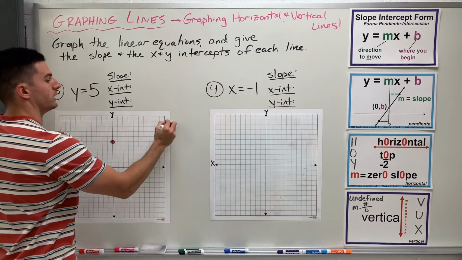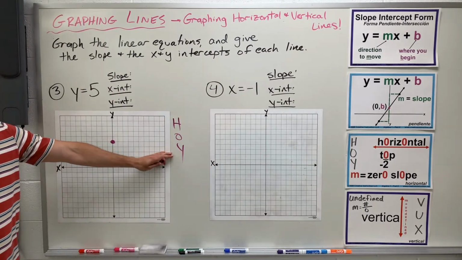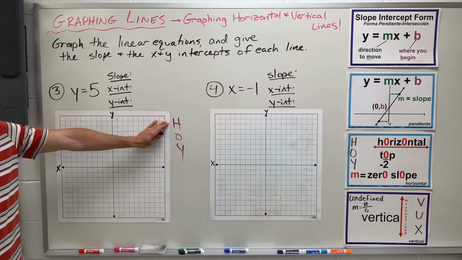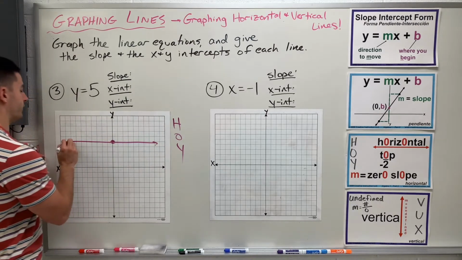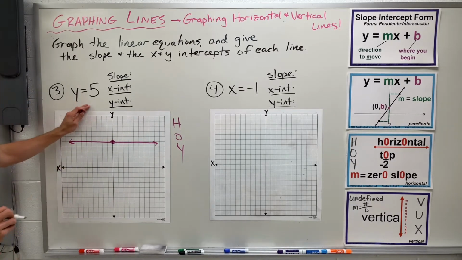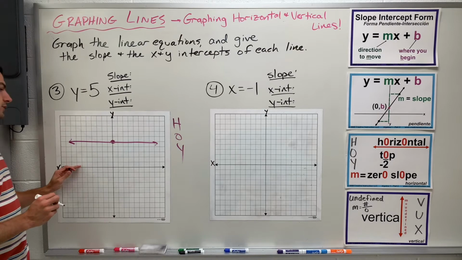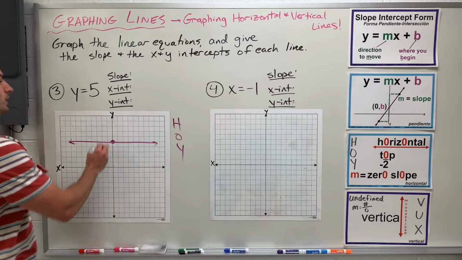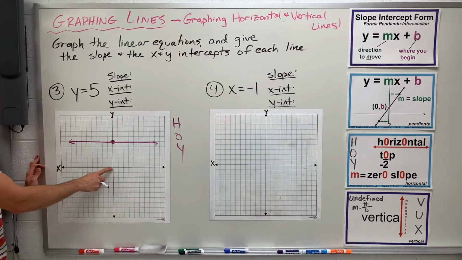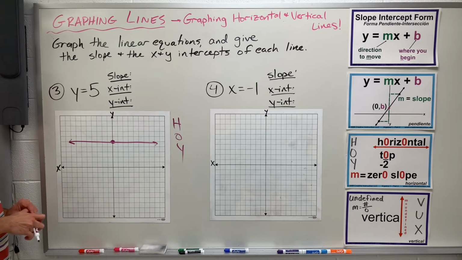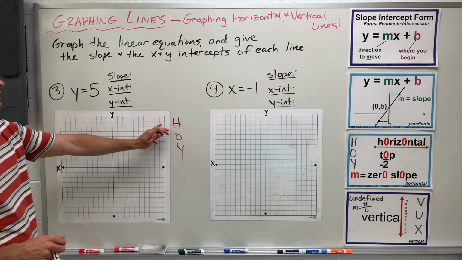Okay, HOI, H-O-I. If it's a y equals equation, it's going to be a horizontal line, or side to side. And again, if you also remember, a y equals equation is never going to touch the x-axis. So if it was a vertical line, it would touch the x-axis. A couple ways to remember that. All right, and then also with this acronym, right?